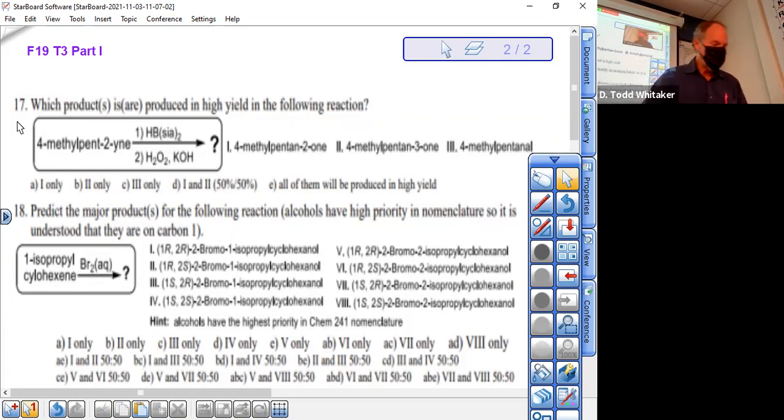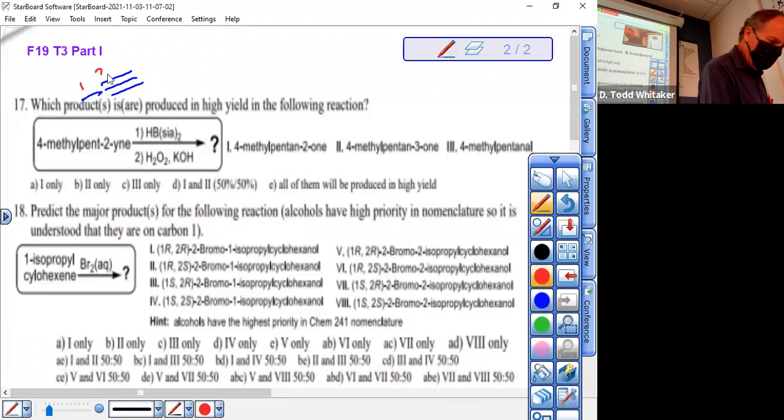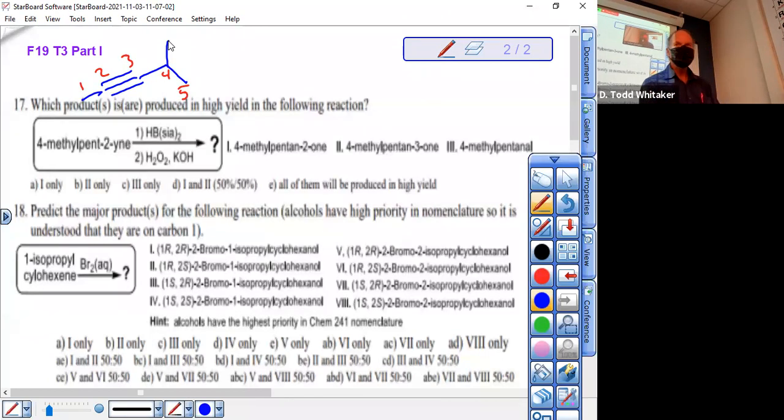Question 17. There's an alkyne between carbons 2 and 3 of pent. So here's pent with an alkyne between carbons 2 and 3. 1, 2, 3, 4, 5. It's got a methyl on 4. We're starting with that. That's 4-methyl-pent-2-yne. And yes, we're going to put an OH on one of the carbons and an H on the other.